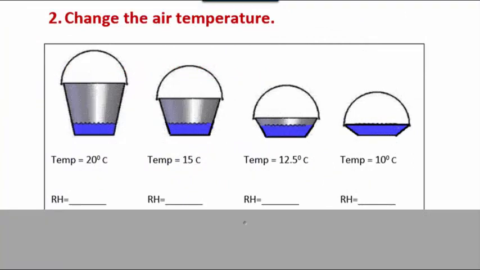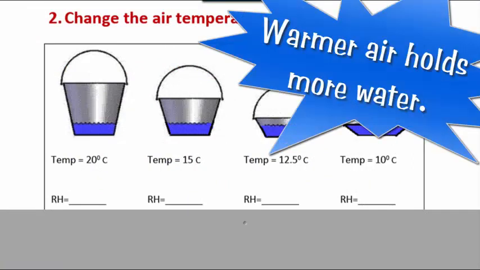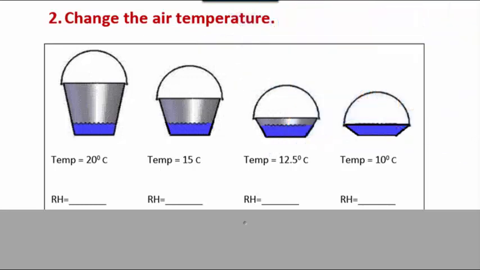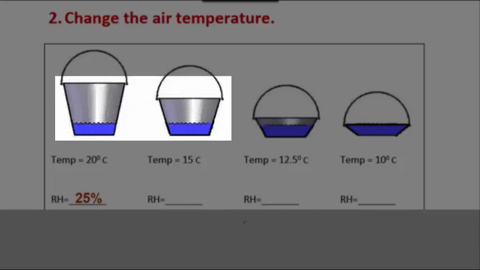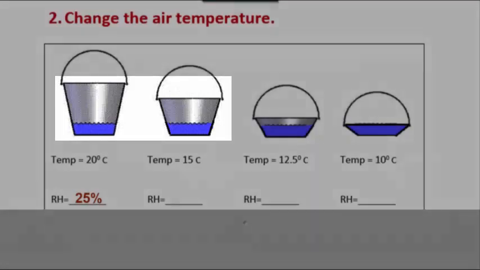The first bucket, the air temperature is 20 degrees Celsius, which is warm compared to the other buckets. So we have a larger bucket. And you can see the amount of water in that bucket isn't a lot. It's about a quarter full, so we would say the humidity is about 25%. Now I want you to notice from the first to second bucket, the air temperature has cooled off. Also notice that there's the same amount of water in that bucket as in the first one. It's now in a smaller bucket though, which means it's closer to being full.